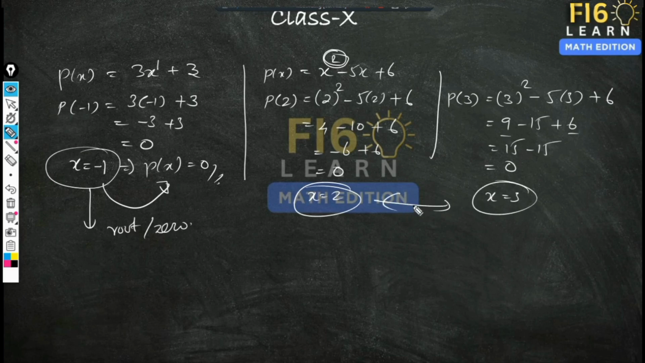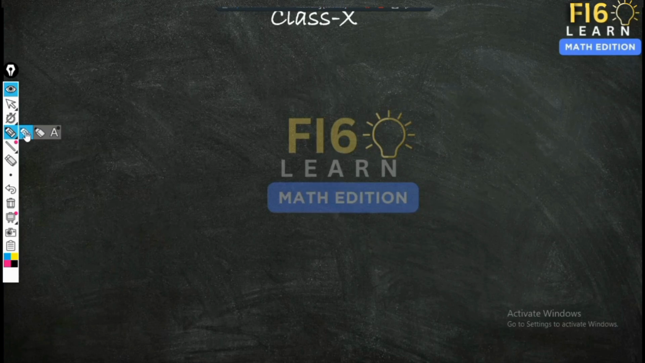So we have two values for the degree 2. So x equal to 2 satisfies the entire equation, x equal to 3 also satisfies the entire equation. So these two are called zeros or roots of the quadratic polynomial. So far we have seen the introduction to quadratic polynomials and their zeros. Now we will see how to find the roots of a given quadratic equation.